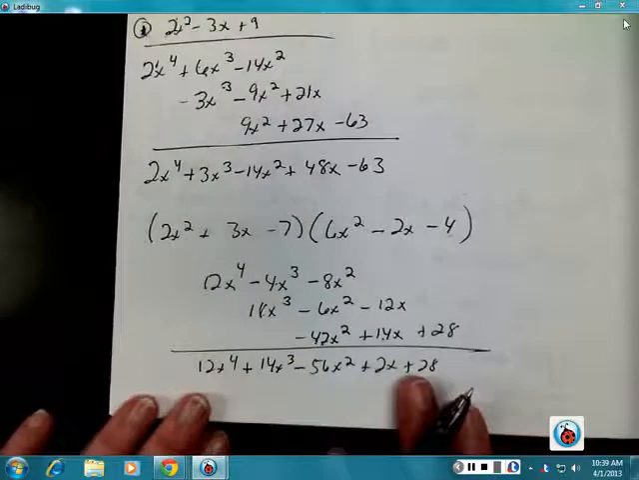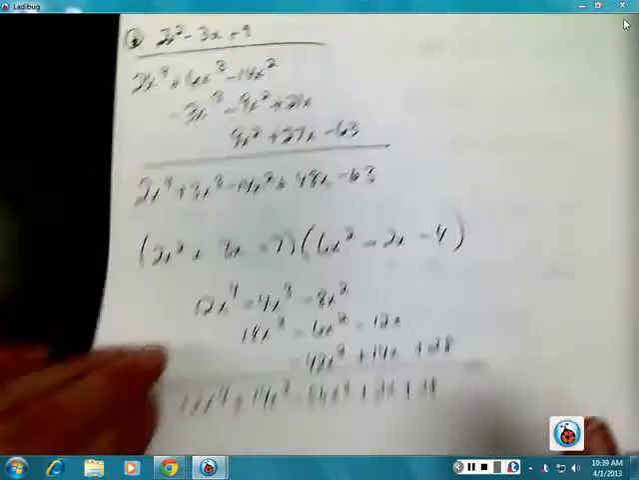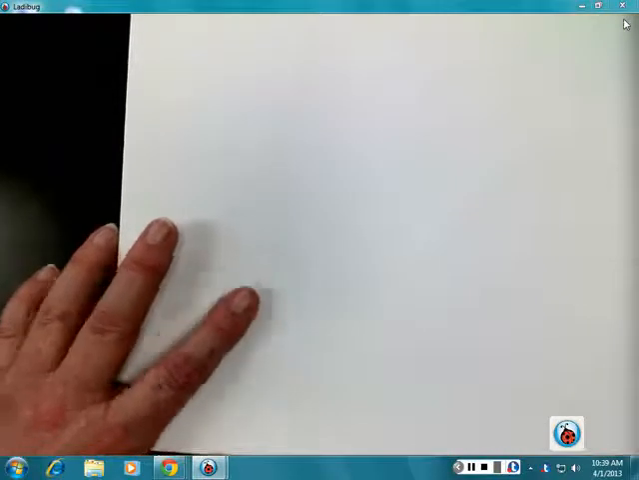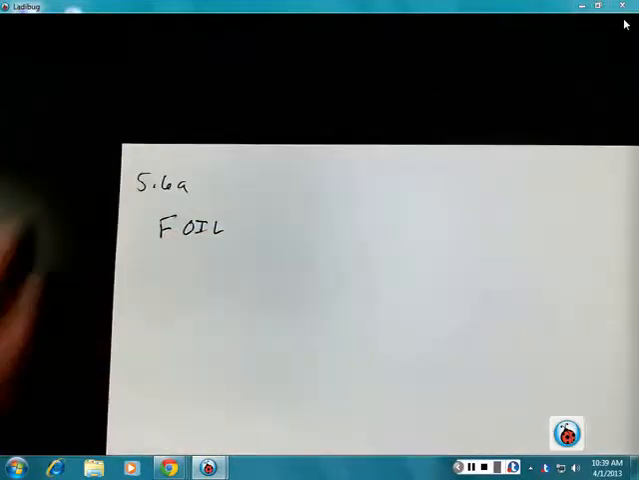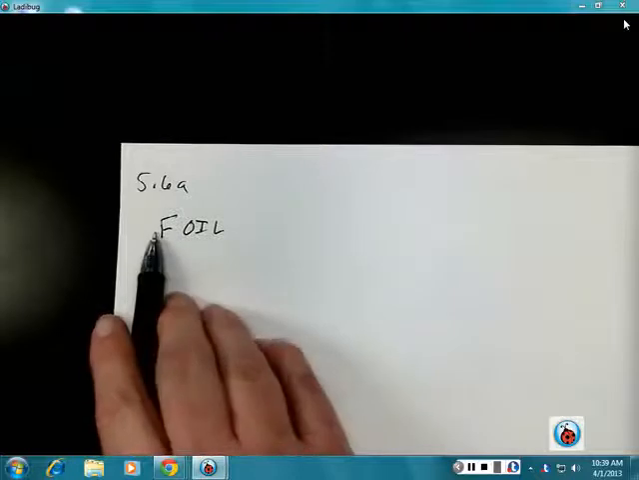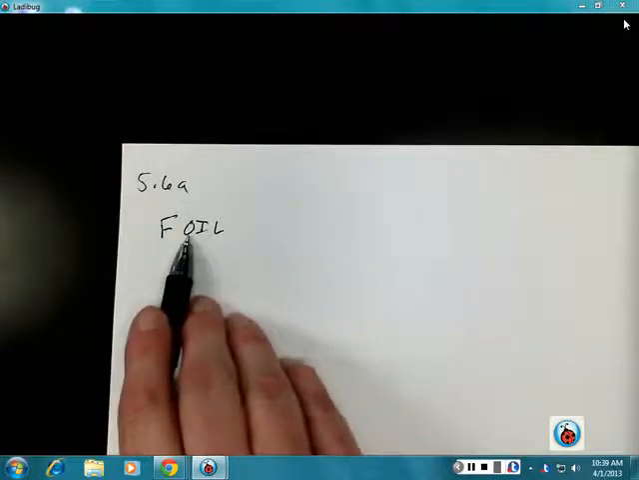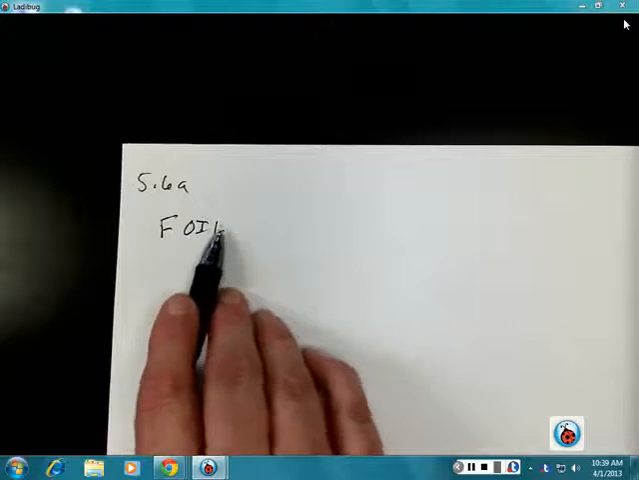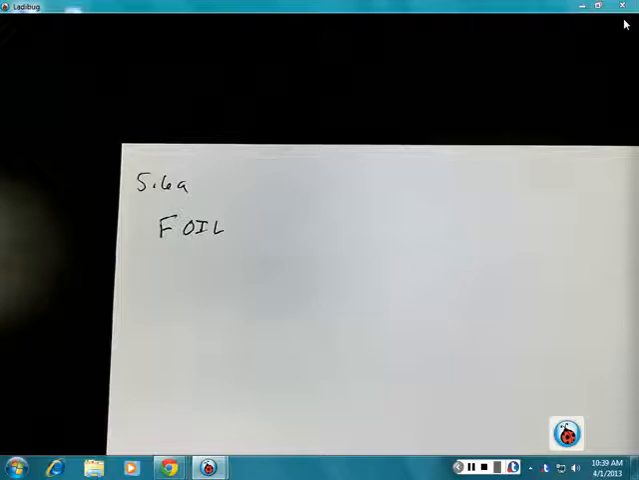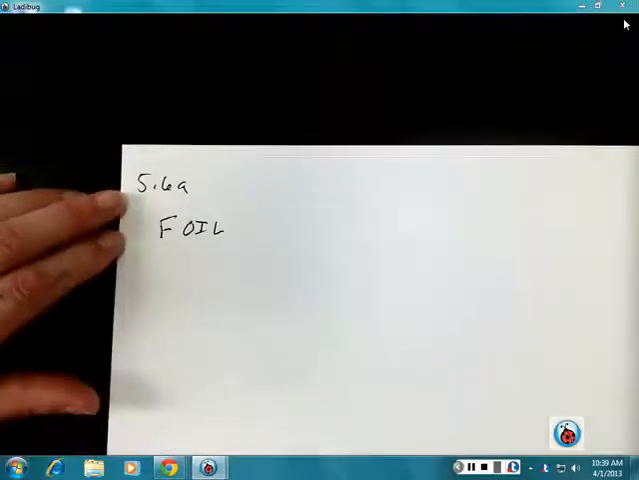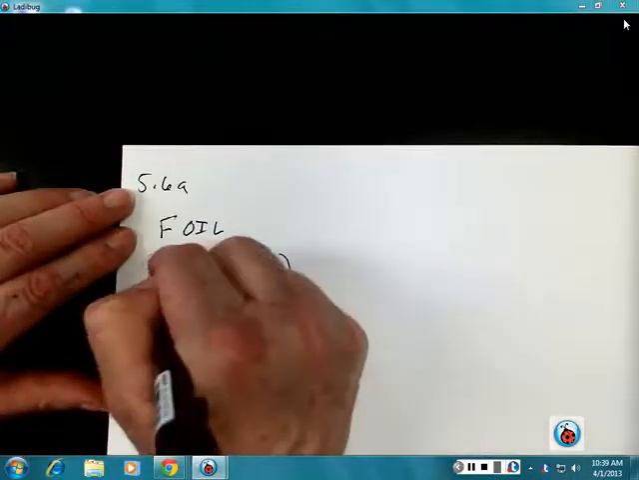When we get into 5.6a. We okay with this part? We good with 5.5? Okay. And 5.6a we already talked about, because in 5.6a that's where they introduce FOIL. But again, we know that's the first terms multiplied, the outside multiplied, the inside multiplied, and finally the last multiplied, and combine your middle terms to end up getting that solution in there. And so that ends up being the thing with FOIL from that.